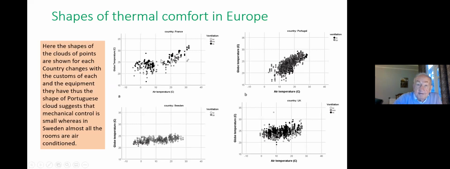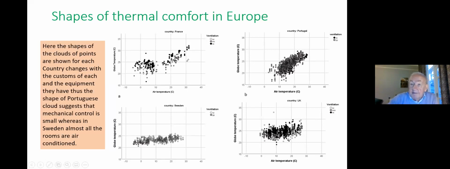And you can see in France there's a sort of strange gap between 10 and 15 degrees, but you can see that below 15 degrees, the temperature is a bit vague, but generally horizontal. Whereas above 15 degrees, the indoor temperatures are going up in concert with the outdoor temperature. As the outdoor temperature goes up, the indoor temperatures go up as well.